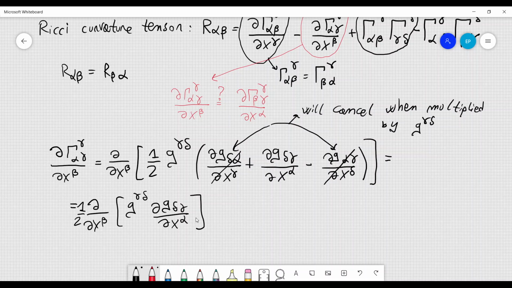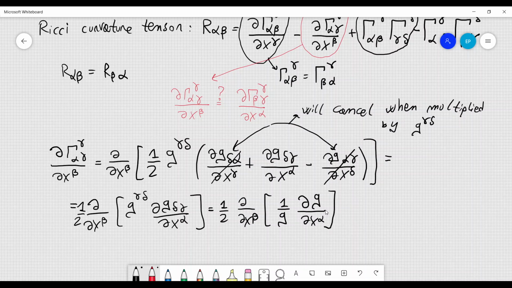Now, it is also quite easy to see that if we consider a frame of reference in which g is diagonal, or we can also think of a local frame, for example. But let's just think of a frame where g is diagonal. It can be made diagonal because g is symmetric. And it is easy to see that this is equal to 1/2 d over dx^β of 1/g, where g is the determinant of the matrix g_αγ. It is the determinant of the metric tensor. And then we have the derivative of the determinant with respect to x^α.